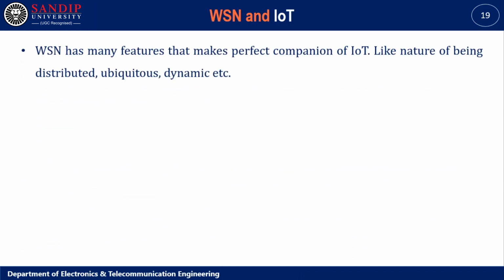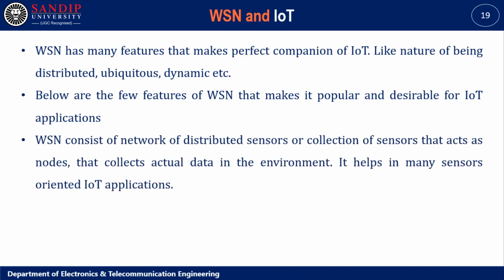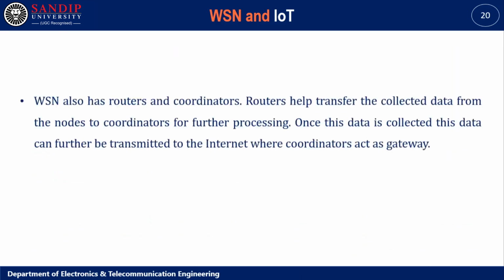WSN and IoT. WSN has many features that make it a perfect companion of IoT, like its nature of being distributed, ubiquitous, dynamic, etc. Below are a few features of WSN that make it popular and desirable for IoT applications. WSN consists of a network of distributed sensors, or a collection of sensors that act as nodes that collect actual data in the environment. It helps in many sensor-oriented IoT applications.